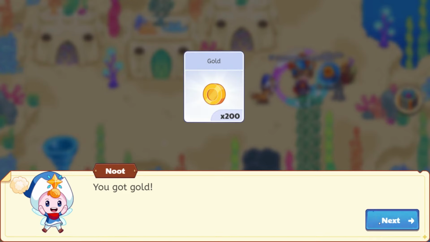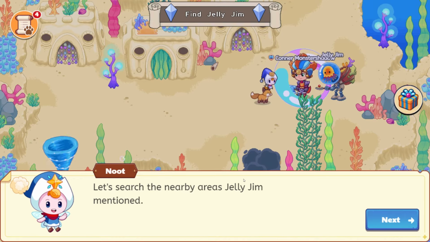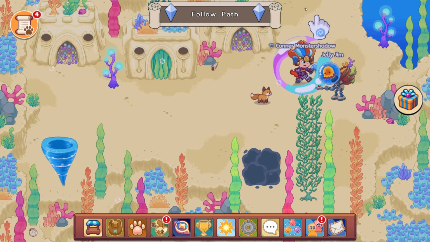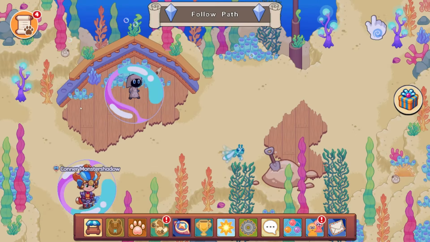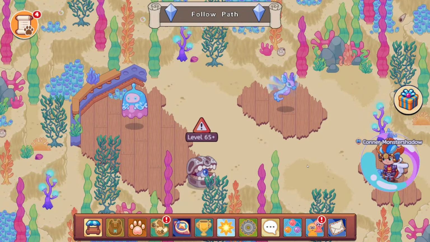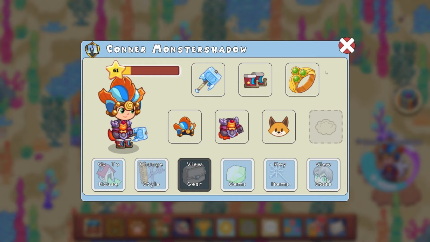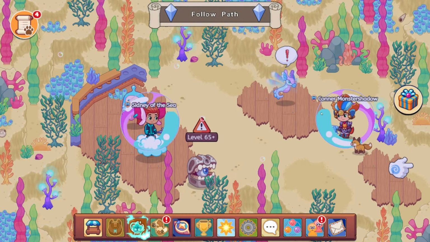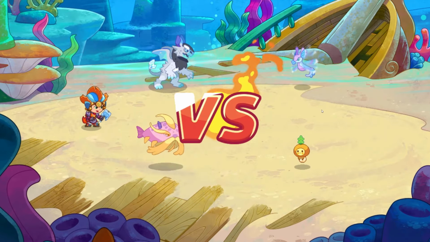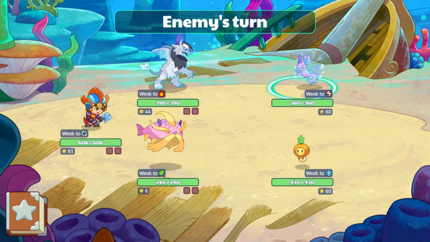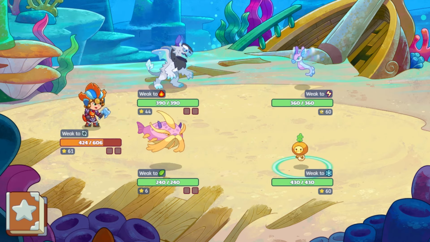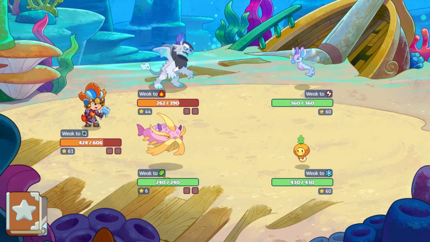All right, 200 gold. Let's search the nearby areas Jelly Jim mentioned. Sounds good, Newt. All right, come on up here. Let's go over to here. Level 65. What level are we? 61. Okay. Hello, Sydney of the Sea. Boom. All right.